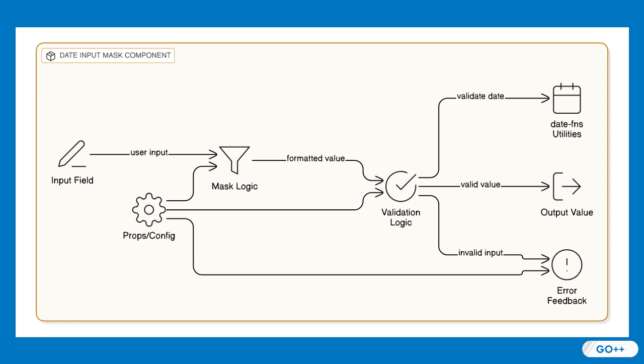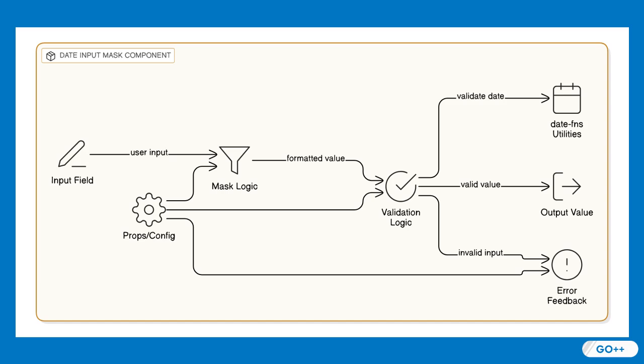A date input mask acts like the pre-printed placeholder on a paper form, MMDDYYYY, showing users exactly how to enter their date and restricting invalid keystrokes. It provides immediate feedback, keeping users within the boundaries of acceptable input. This makes data collection precise, reduces frustration, and increases the reliability of your application's data.